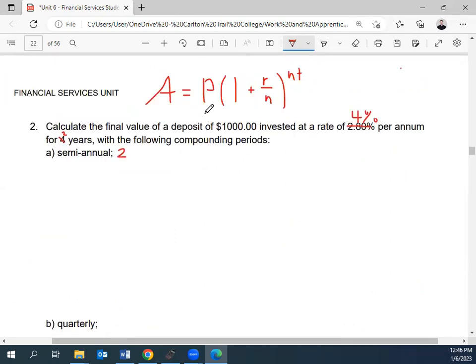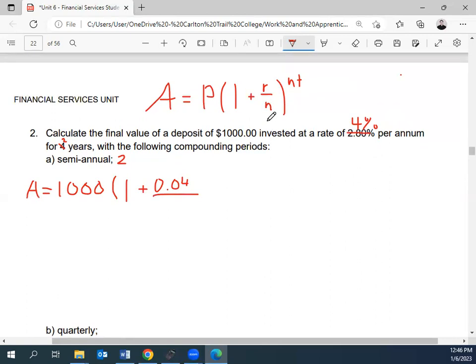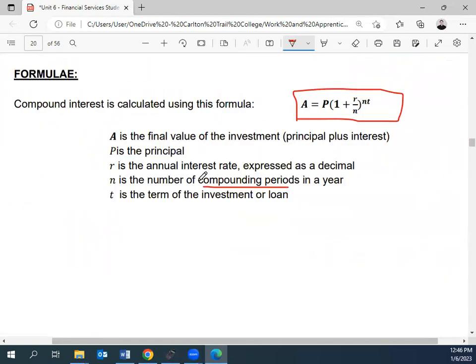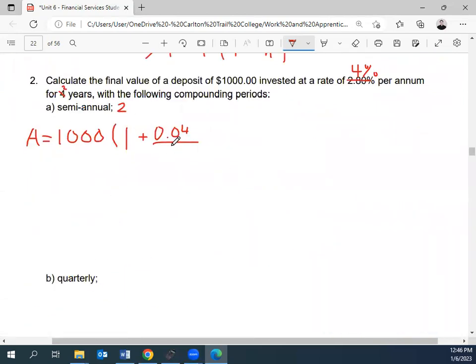So I have my formula up here. Instead of writing the blank formula, then filling it in, I've already written it up here. I'm just going to fill it in. So A is equal to $1,000, my principal, times 1 plus R, my interest rate. 4% as a decimal is 0.04. Then the whole thing is divided by N. N was the number of compounded periods in a year. It's being compounded semi-annually, twice a year, so I put a 2 there. You're right.